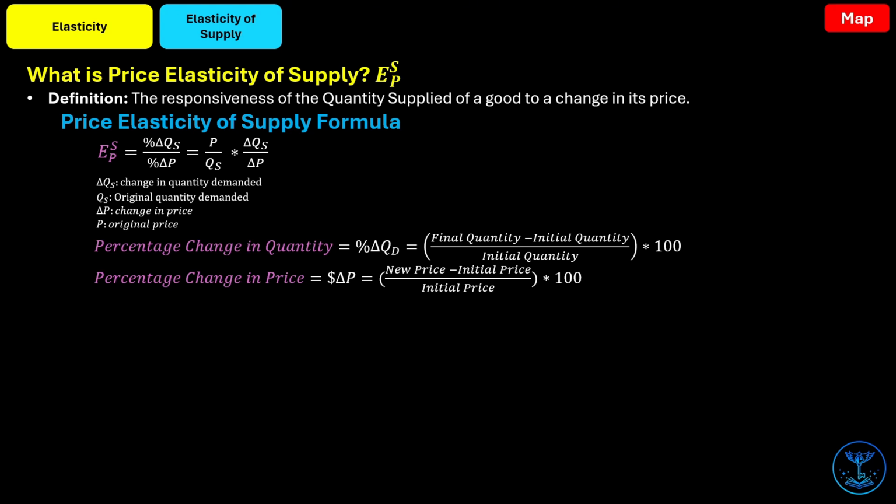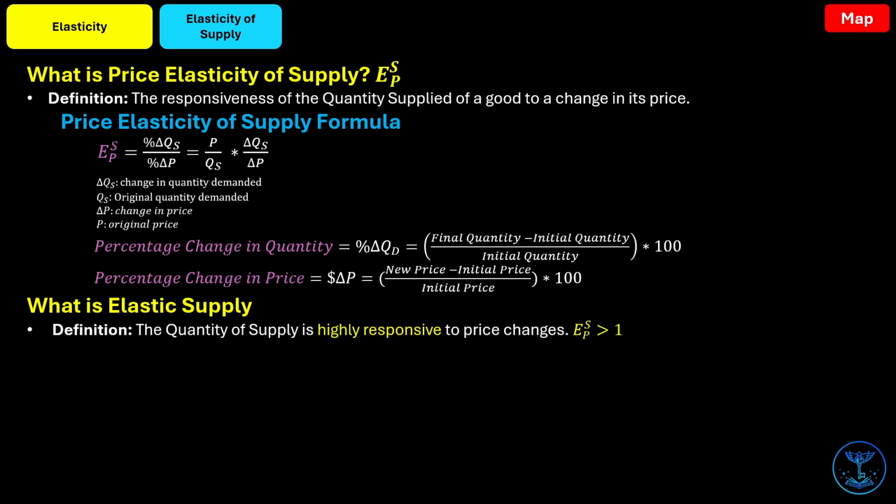We have everything that we need to know underneath that formula. And then we're also given the percentage change in quantity and the percentage change in price if it ever asks you in a question. So what is elastic supply? It's when the quantity of supply is highly responsive to price changes. So your ESP will be greater than 1 once you calculate it. An example of this is clothing, electronics, agriculture, digital products. The supply of clothes is highly responsive to price changes.